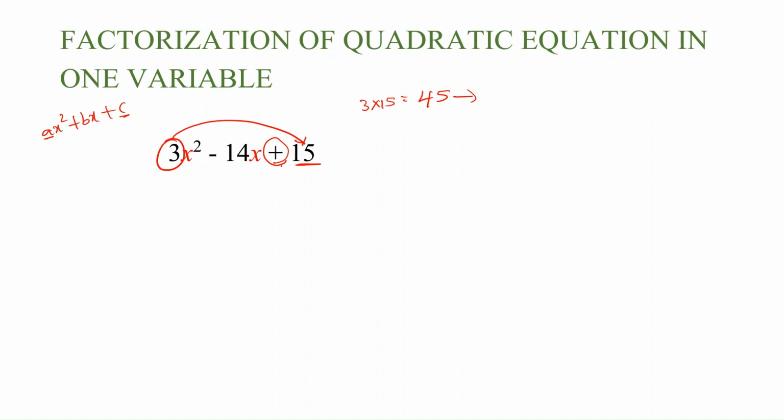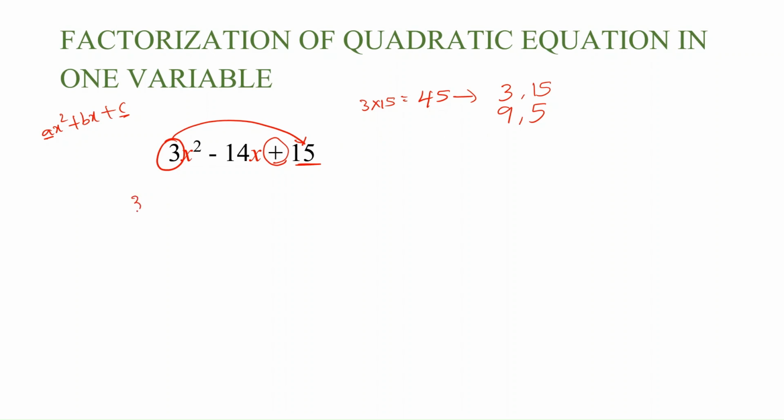Now, it is plus, so we have to add the factors. On identifying the factors for this, it is like 3 and 15. When we do 3 and 15, adding it will not give 14. So the next thing is we'll go for 9 and 5. So 9 plus 5 is 14. We'll consider these two factors.